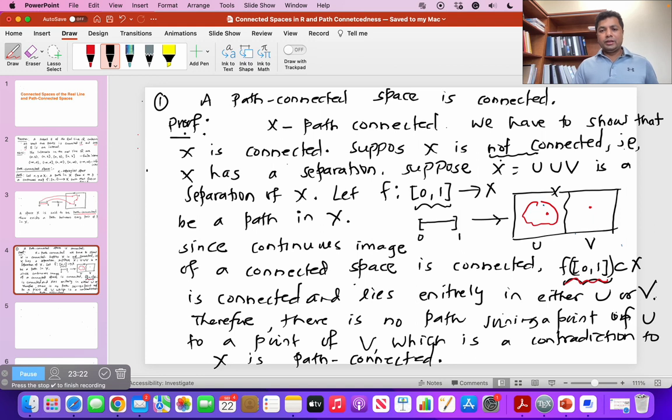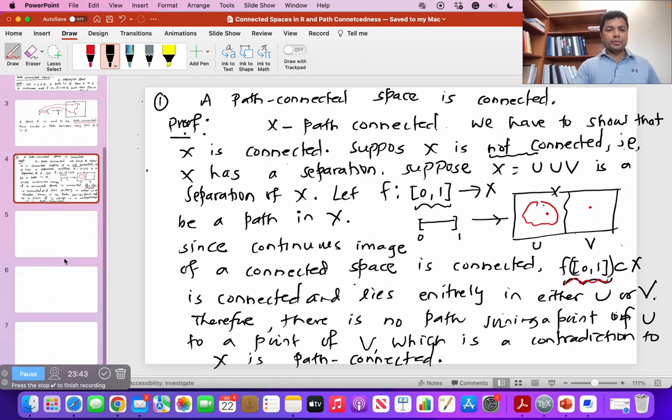So here we just proved that if you have a path connected space, it's always connected. Is the converse of this statement true? That means if you have a connected space, is it path connected? The answer is no. I will give you a counterexample in a few minutes.